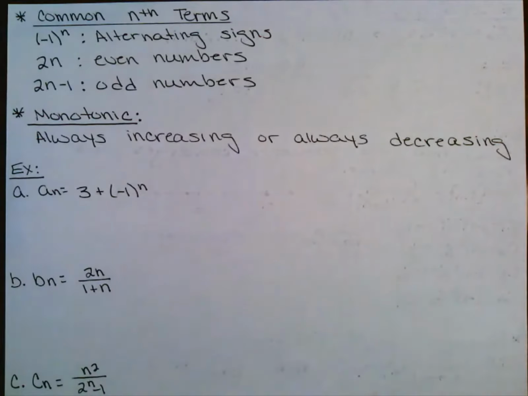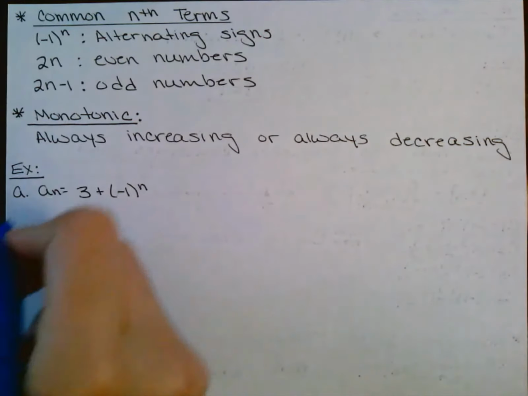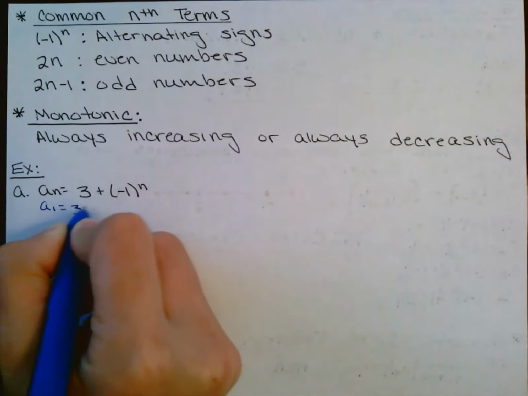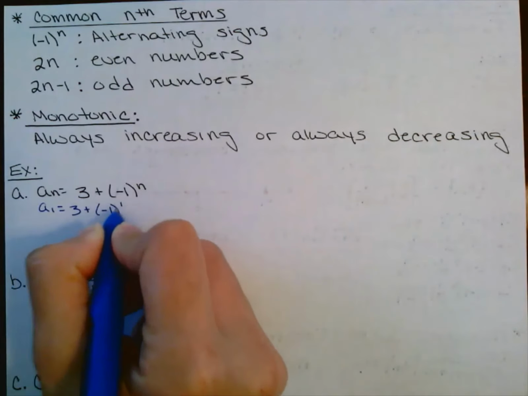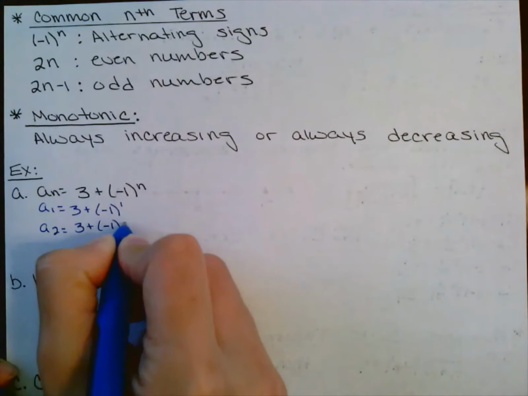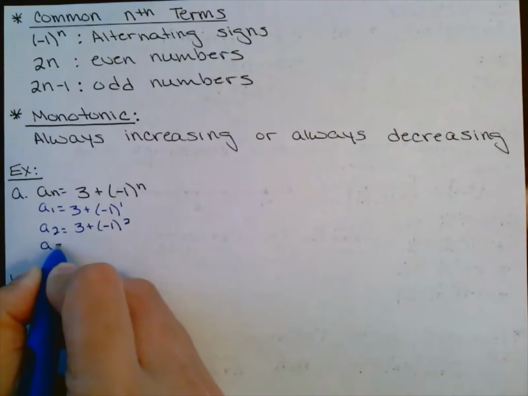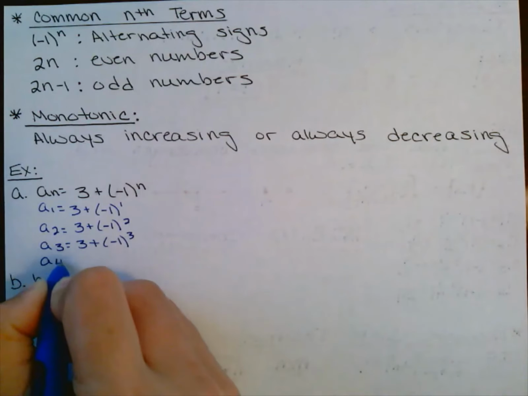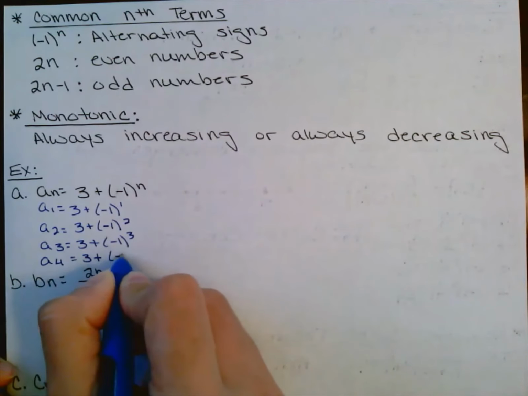So the next vocabulary word I want you to see is the word monotonic. Another one to memorize, and all it means is that the sequence will either always be increasing or always be decreasing. So let's take a look at this first one. This is one that we saw earlier on in this section. We know that a sub 1 was 3 plus negative 1 to the first, a sub 2 was 3 plus negative 1 to the second, a sub 3 was 3 plus negative 1 to the third, and a sub 4 was 3 plus negative 1 to the fourth.